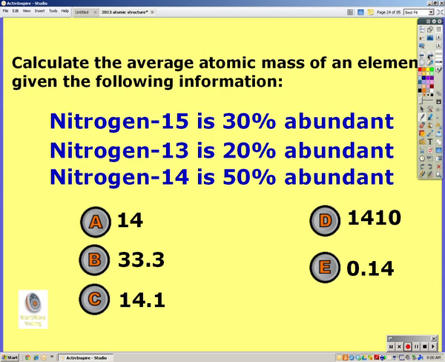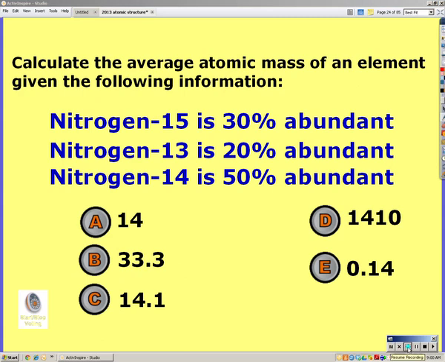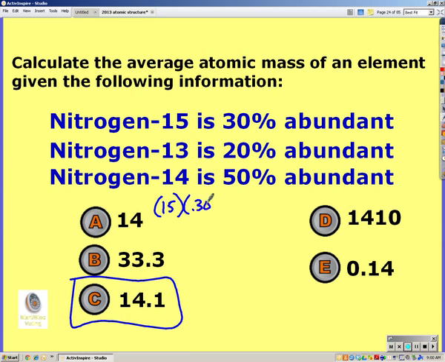Go ahead and pause the video and try this one on your own. Restart when you have an answer. So in this problem, you could have just looked at the problem and eliminated B, D, and E because our answer has to be between 13 and 15. A is exactly 14, so that's also not very likely, considering that we have 3 isotopes. Solving it all out, you get 14.1.